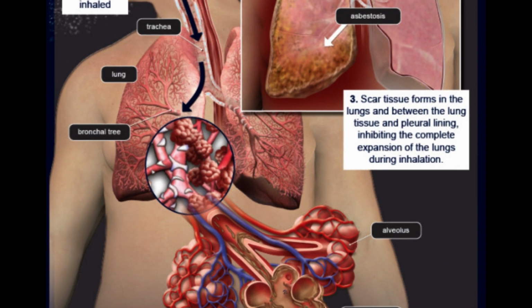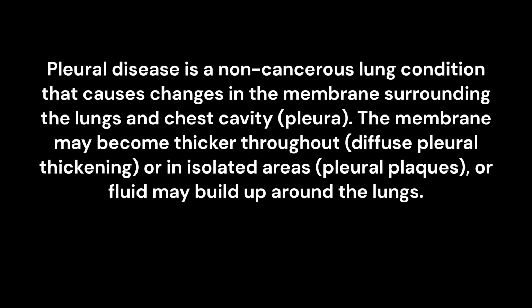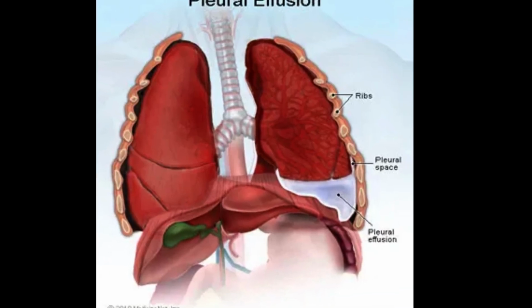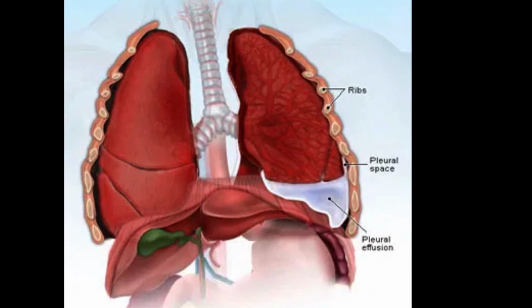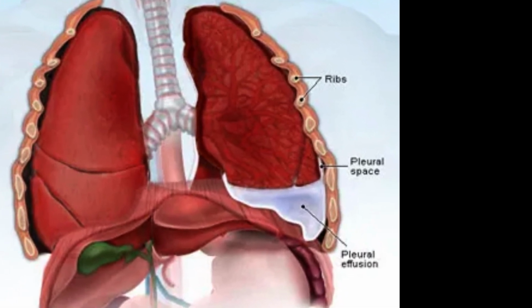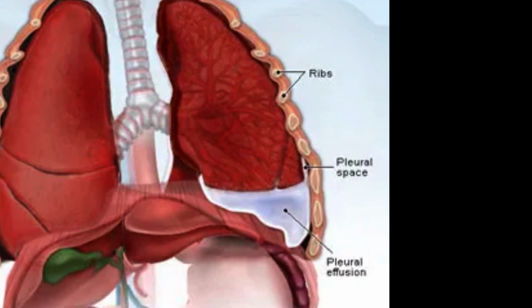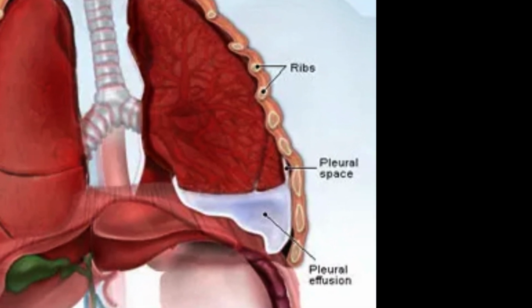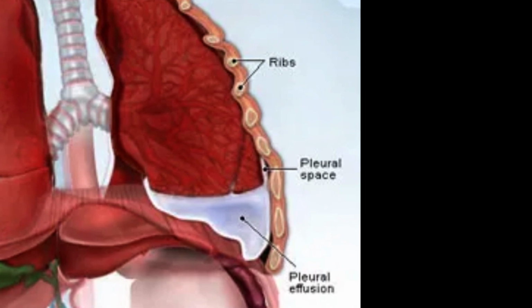Pleural disease is a non-cancerous lung condition that causes changes in the membrane surrounding the lungs and chest cavity, pleura. The membrane may become thicker throughout, diffuse pleural thickening, or in isolated areas, pleural plaques, or fluid may build up around the lungs, known as a pleural effusion. Not everyone with pleural changes will have problems breathing, but some may have less efficient lung function.